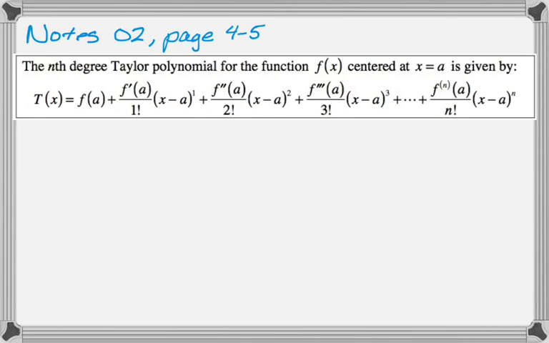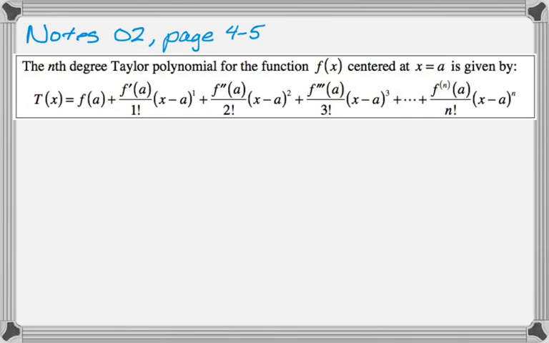the nth degree Taylor polynomial for the function f of x, if we're going to center it at x equals a, which is the most frequently forgotten thing, is given by, I'm using t of x here, sometimes you see p of x, kind of really doesn't matter. You just can't use f of x because it's a polynomial that approximates the function. It's not the function itself. But anyway, it follows this pattern.